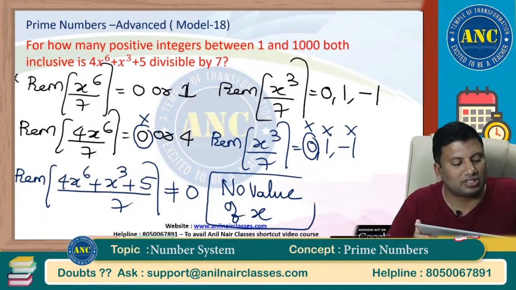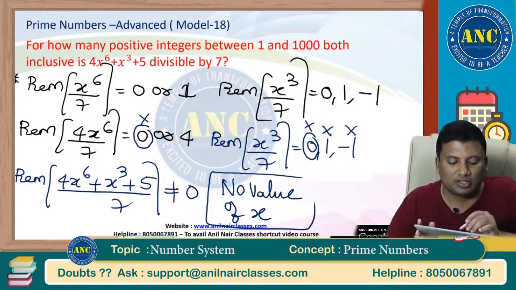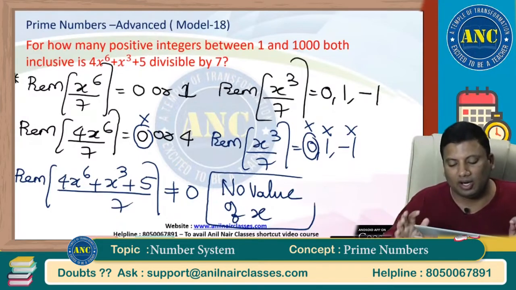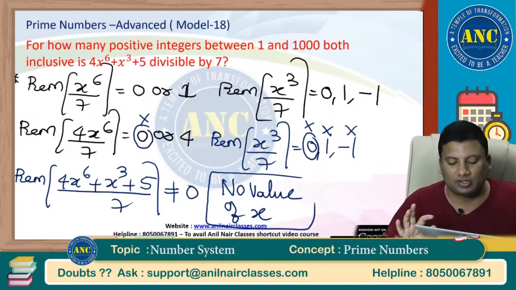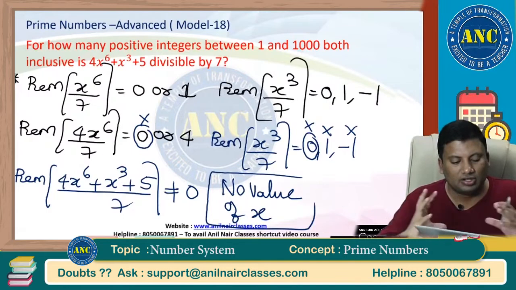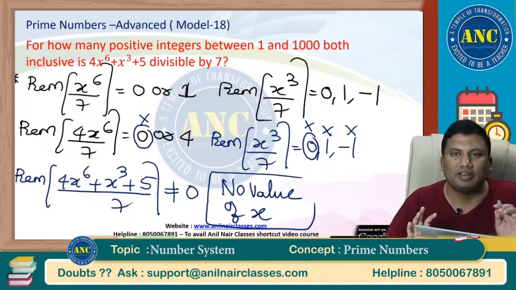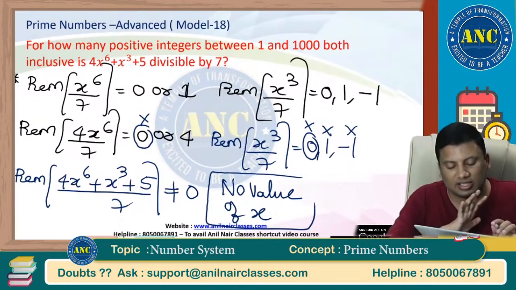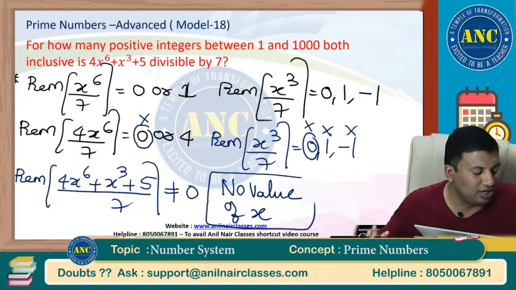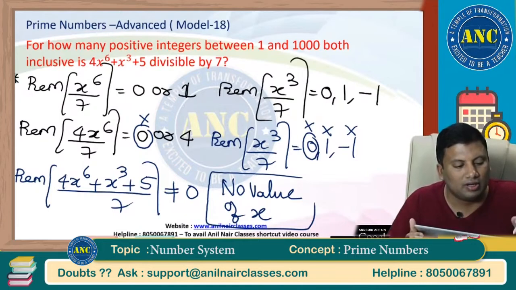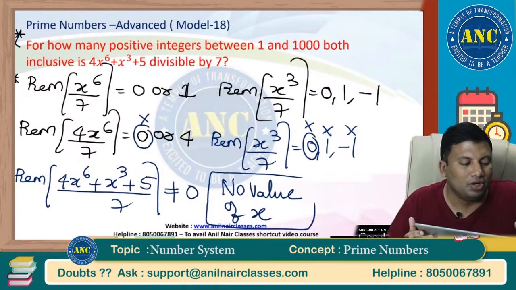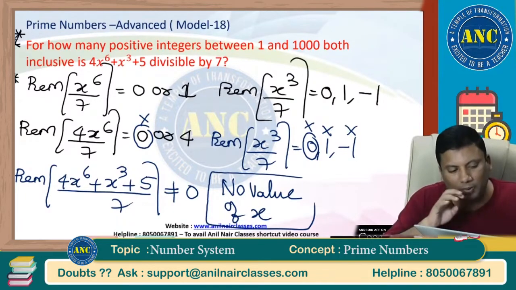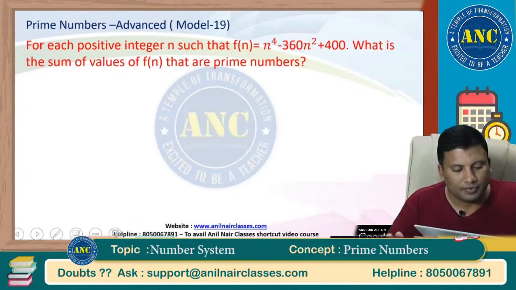So x power 6 divided by 7 is 0 or 1. X cube whole square is x power 6, so the square is 1. This will be 1 or minus 1. Just I added 0 plus 0 plus 5, 5. 5 divided by 7, remainder not 0. 1 plus 5 is 6, not divisible. None of them is giving you remainder 0. Good question. Model number 18. You don't need to refer to any textbook other than my course. The most comprehensive content. Next one.